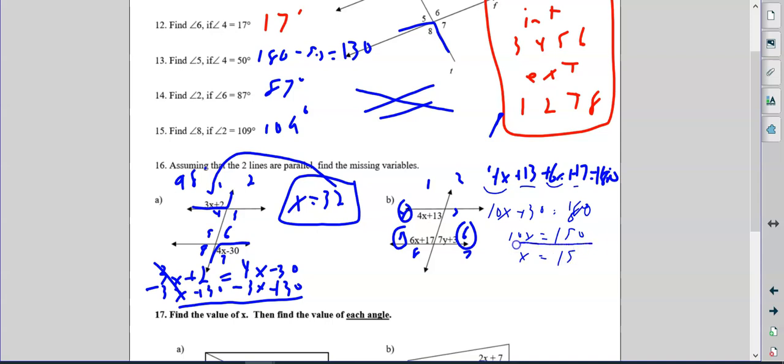Now in this problem, I have to plug in because I need to find out what this angle is right here. So I need to do 6 times 15 plus 17. Okay? So 6 times 15 is 90. If I add 17, I get 107. Which means this angle right here is 107.